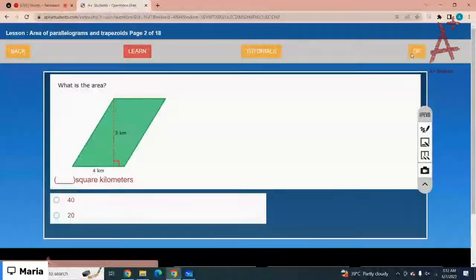Okay, what is the area again? You are given the parallelogram. You have to calculate the area. So you have to do base times height. So it would be 5 times 4. That would be 20. The correct option is 20.